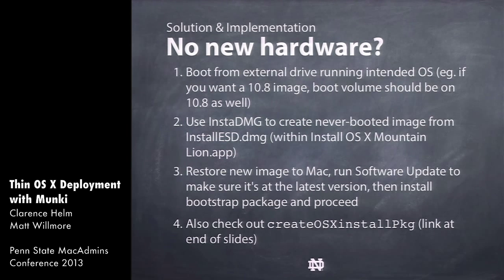So let's say I can pull up a 2009 iMac from our basement. How do I use that to make a monolithic image? Or to thin image it even? Basically, boot from an external drive running the target OS. And this is an InstaDMG requirement. If I want to build a 10.8 image, I need to be running 10.8. And I keep forgetting this. I'll have a 10.6 machine and think, I'm going to build Lion. Nope. I've got to go find Lion and install it. So be on the OS you want to build.